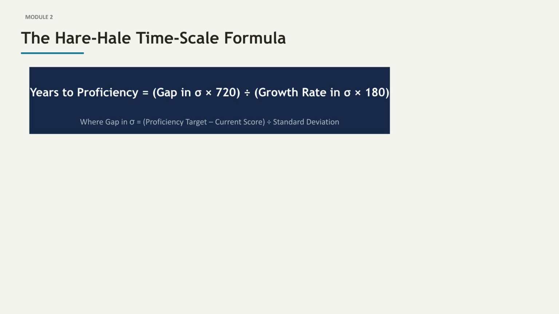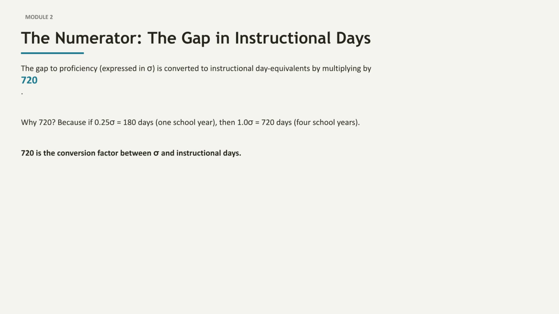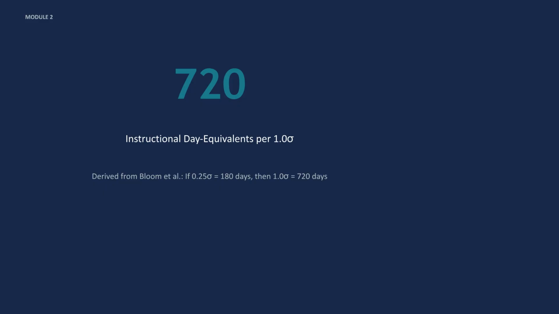The Hare Hale timescale formula calculates years to proficiency by dividing the gap in instructional days by the growth rate in instructional days. The numerator converts the gap to proficiency, measured in standard deviations, into instructional day equivalents by multiplying it by 720. The constant 720 represents the instructional day equivalents per 1.0 standard deviation, derived from the finding that 0.25 standard deviations equals 180 instructional days.